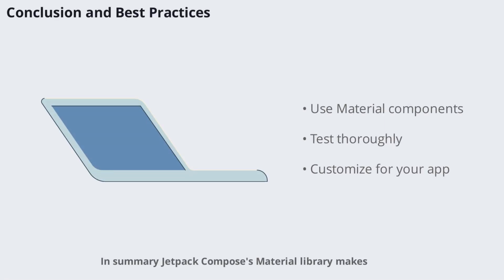Summary: Jetpack Compose's material library makes it easy to implement pull to refresh functionality. By using the pull refresh modifier and pull refresh indicator, you can create interactive and responsive UIs. Remember to test your implementation thoroughly and customize the experience to fit your app's design. Following these best practices will help you deliver a polished and user-friendly application.